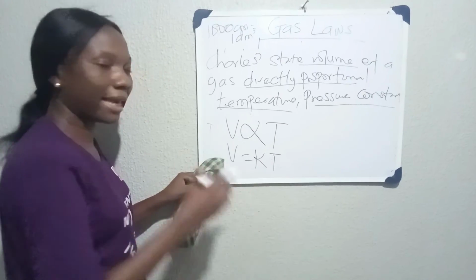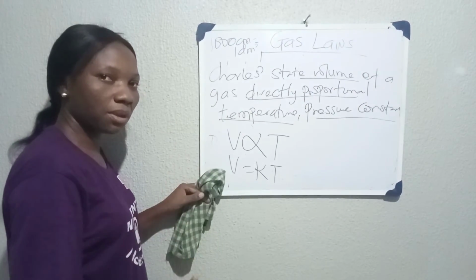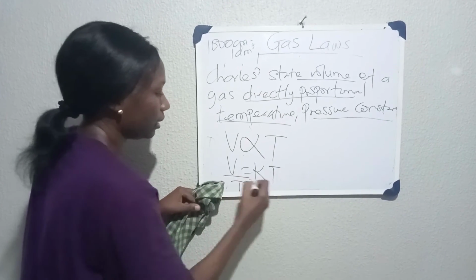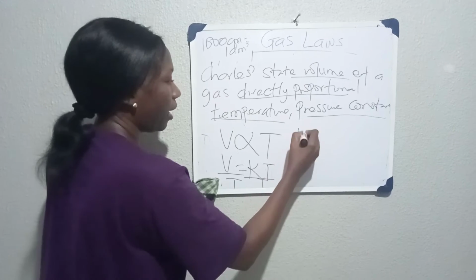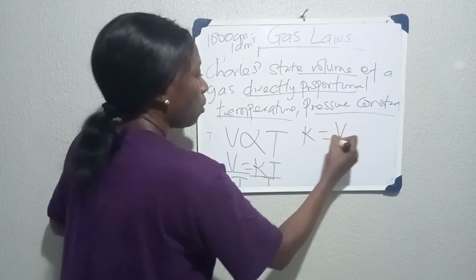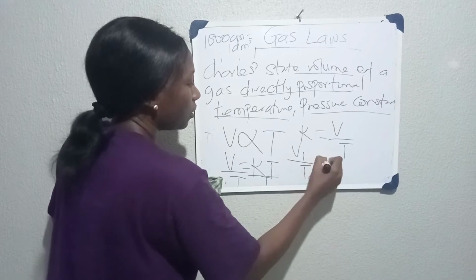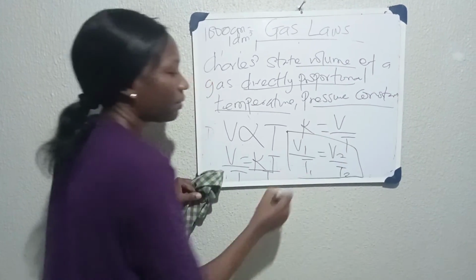So I will make my K the subject of formula, just the way I made my K the subject of formula for Boyle's law. How will I do that? I will divide both sides by T. And when I divide both sides by T, I will have K is equal to V over T, which means V1 over T1 is equal to V2 over T2. Can you see that it's very simple?